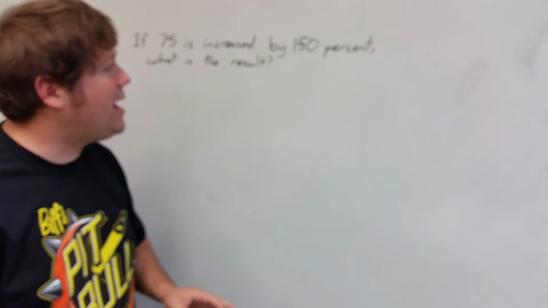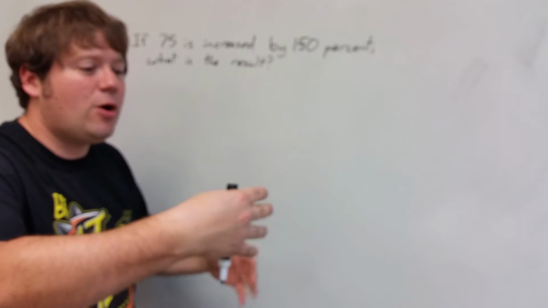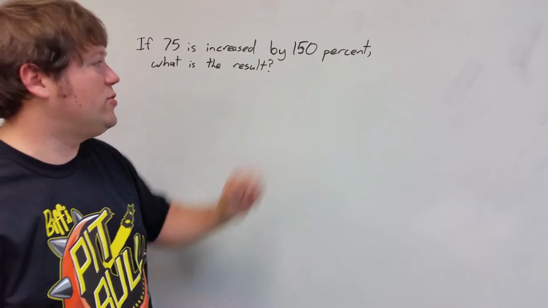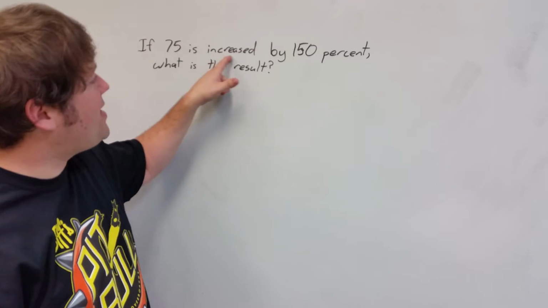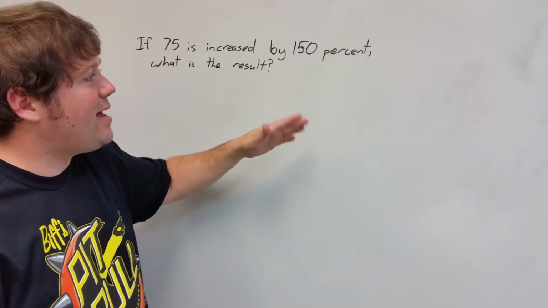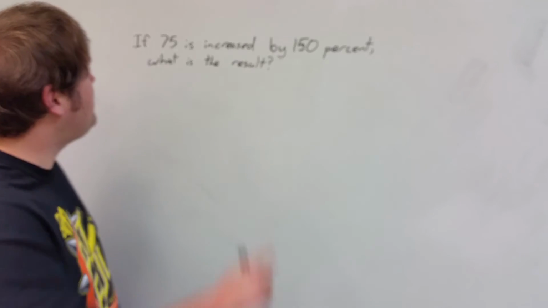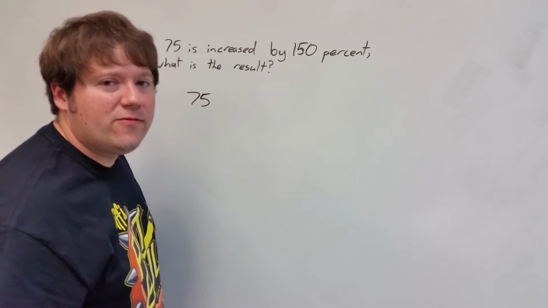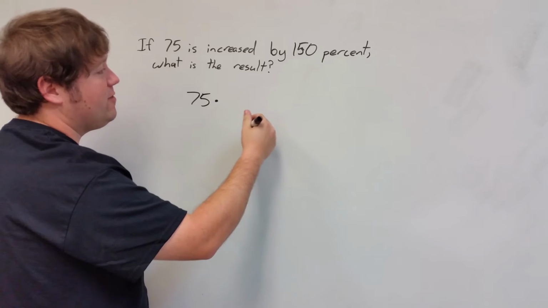So you've got 100% to begin with. If you increase it by 150%, it means you're going to have 150% on top of the 100 you already had. So it's going to be a total of 250%. So just be careful. Anytime you're working a problem, when it talks about an increase by a certain percent, you should always add 100 to that number for your multiplication. So we'll keep that in mind as we write the problem. The number 75 is increased by 150%. That means we actually multiply by 250%.